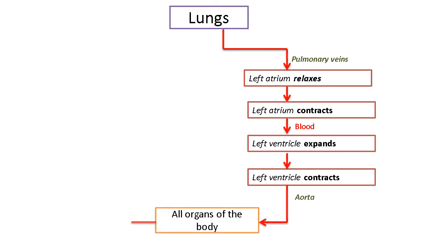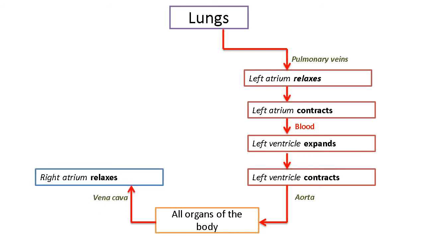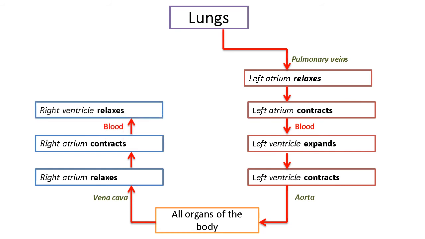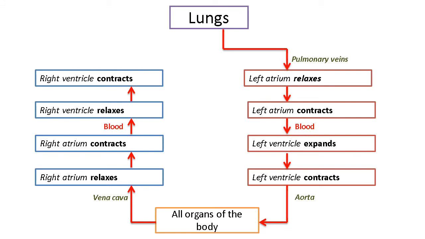Now from the body organs, the vena cava brings deoxygenated blood to the right atrium of the heart when the atrium is in the relaxed position. When the atrium contracts, the right ventricle relaxes and blood moves from the right atrium to the right ventricle. This time the right ventricle contracts, and with the help of the pulmonary arteries deoxygenated blood is transported to the lungs.